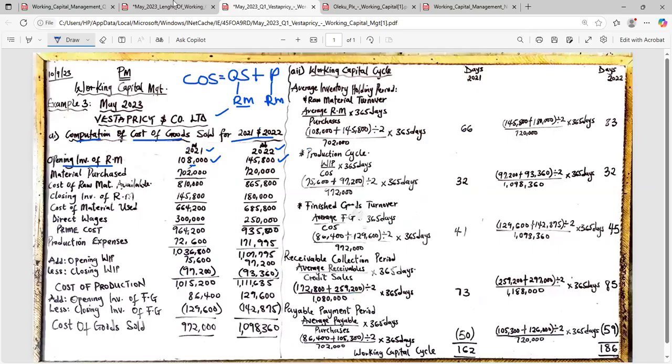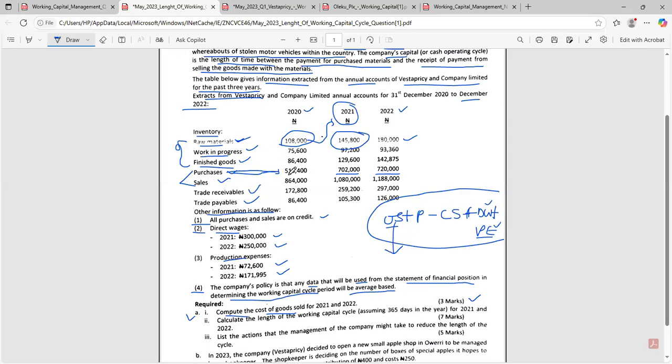Somebody is asking: these purchases that you have here, are they not closing purchases? There is nothing like opening purchases and closing purchases. Purchases and sales are trading account items, profit and loss account items. So when we have 702 for purchases, that does not mean it is closing purchases. It is the actual purchase for that year. When we have 720 for purchases, that is the actual purchases for 2022.